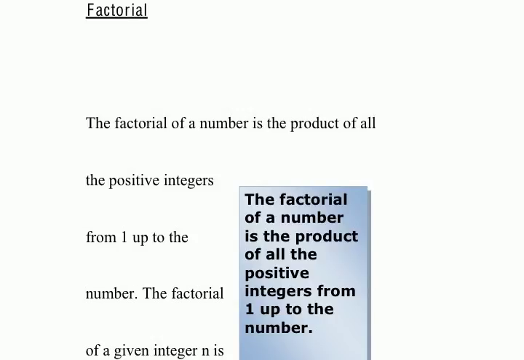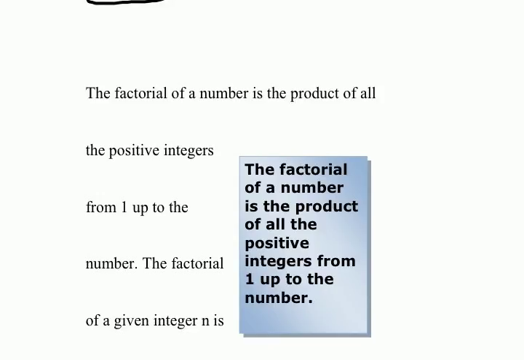Hello and welcome. In today's session, we are going to talk about GMAT combinations and permutations. Before we start, we need to cover one important concept, the concept of a factorial. Factorial essentially is the product of all the positive integers from 1 up to the number whose factorial you want to find.